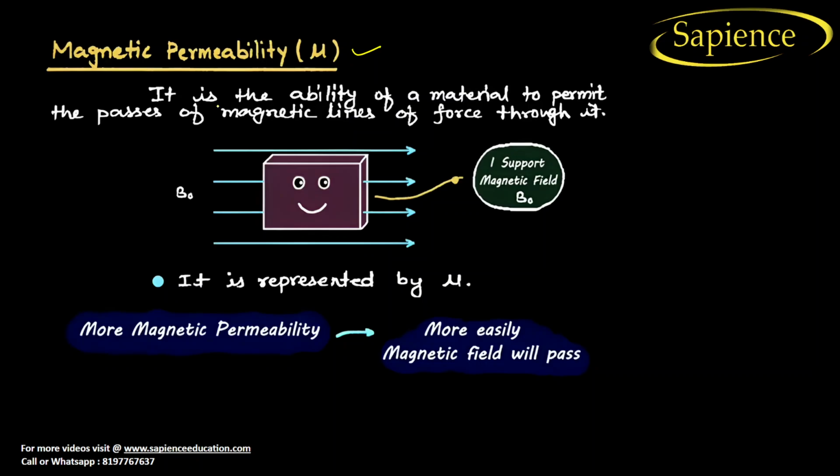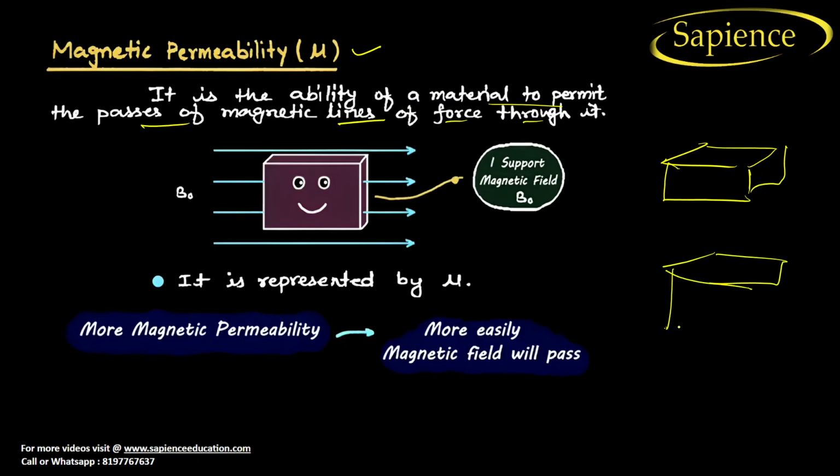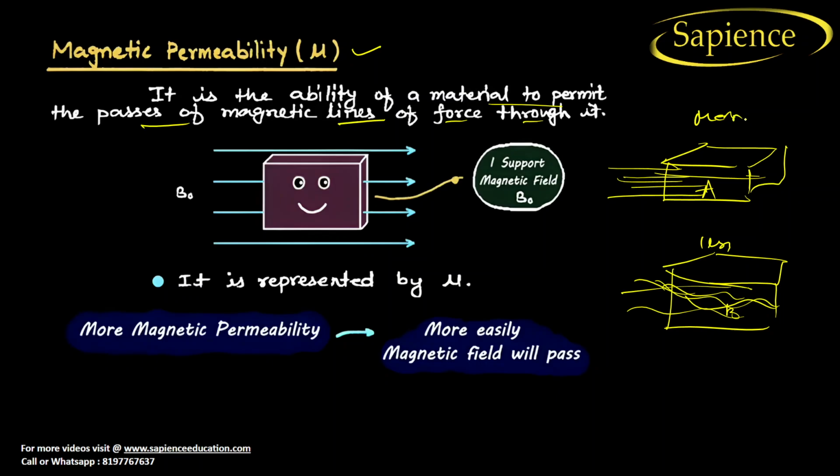What is magnetic permeability? It is the ability of a material to permit the passage of magnetic field lines through it. Let us suppose there are two materials, material A and material B. We have observed that the magnetic field lines can easily pass through A, but there is a hindrance produced to the magnetic field lines in material B. So it means that B has less permeability and A has more permeability.